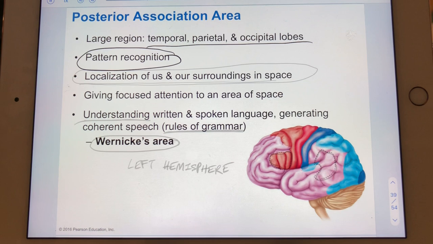And since you're taking a very hardcore biology course, I suspect that you enjoy or are talented at recognizing patterns. For that matter, our posterior association area also gives us some context, some interpretation as to where we are in space. Okay? Buried within your posterior association area is a specialized multimodal area called Wernicke's area.